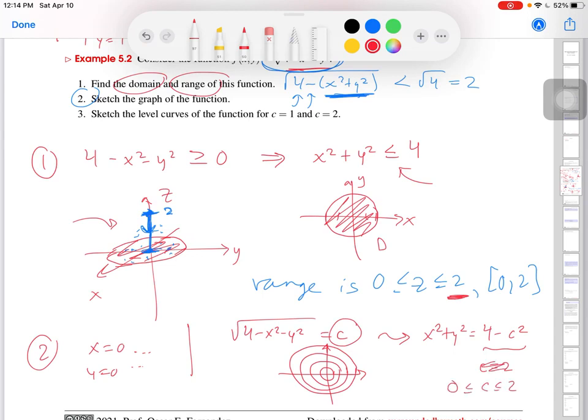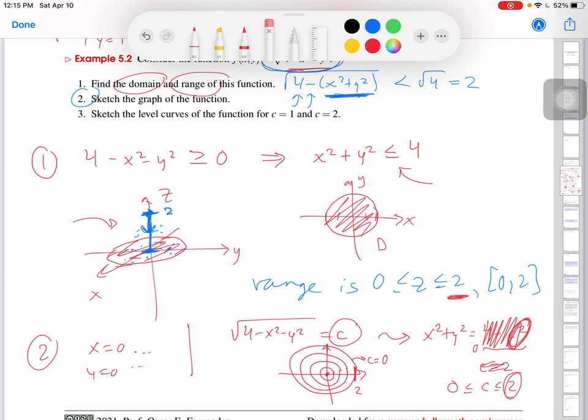So the largest circle that I will get in this contour plot is when c is 0. I get the circle x squared plus y squared equals 4. So let's just call this c equals 0, and let's say that this is 2. And the smallest circle I get is when c equals 2. When c equals 2, this whole thing is 0, and I'm back to x squared plus y squared equals 0, whose only solution is the point.